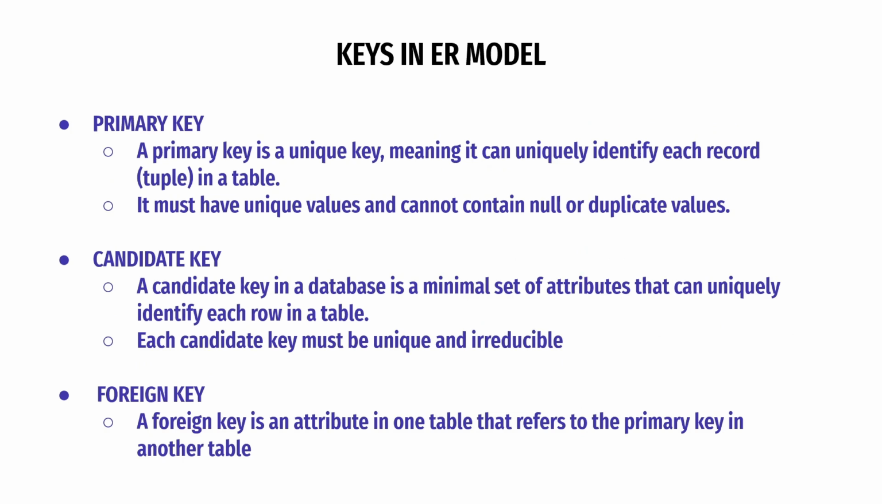Keys in ER model, there are three types of keys available: primary key, candidate key, and foreign key. Primary key is a key which is used to uniquely identify a particular record in the database. It should not contain any null value or duplicate value. Candidate key in a database is a minimal set of attributes that can uniquely identify each row in a table. Each candidate key must be unique and irreducible. Foreign key is an attribute in one table that refers to the primary key in another table.